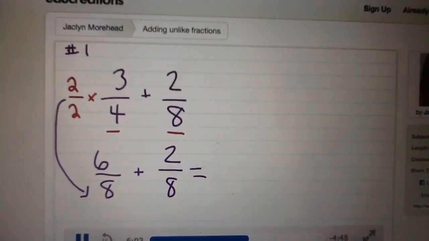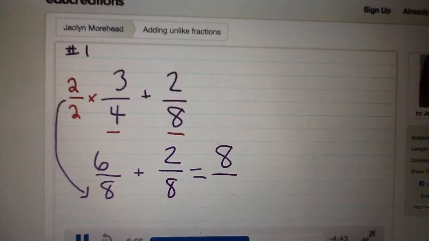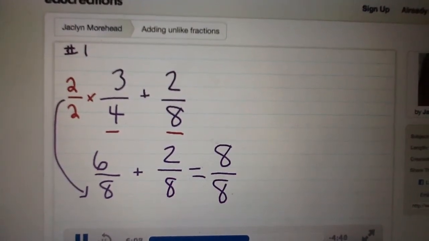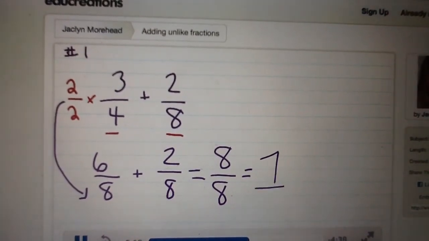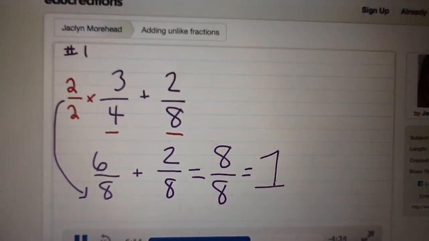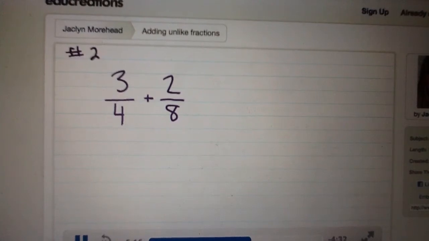6 plus 2 equals 8, and I have an 8. 8 over 8 equals 1 whole. If I have 8 slices of pizza out of 8 slices of pizza, I have a whole pizza. Let's try the same problem using the butterfly method and see if it works out that way.